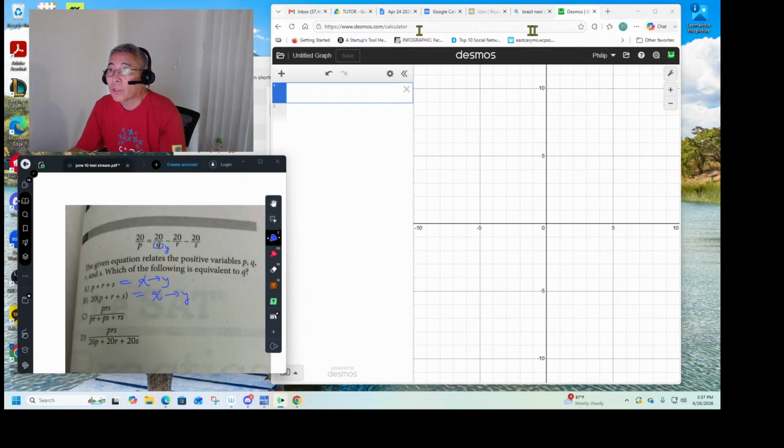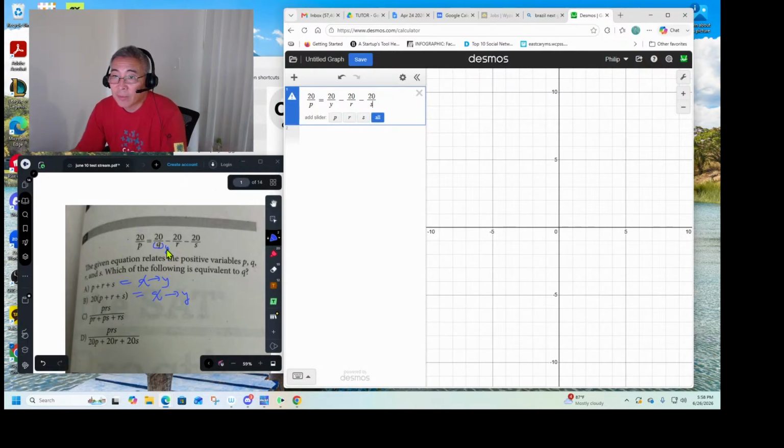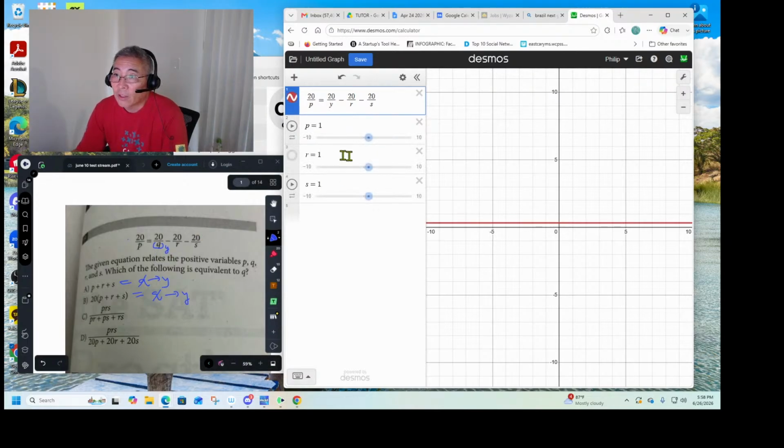Let me just show you how it works. So you can type in 20 divided by p equals 20 divided by y. I'm putting y instead of q because I want it to graph. If I just put these four variables, it's not going to graph. Okay, so it looks exactly like it is here, except I replace q with y, right? And then I say all of them are sliders. By default, it sets all the sliders equal to 1.